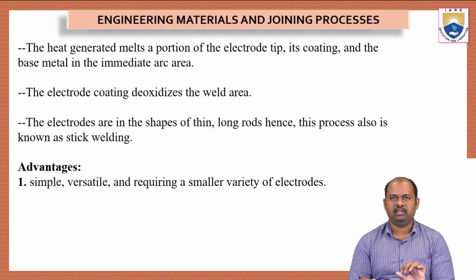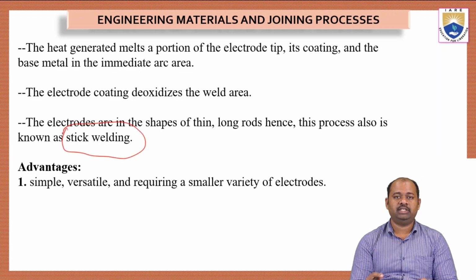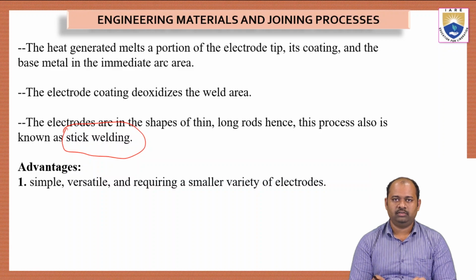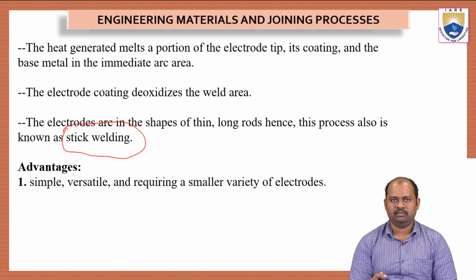So the electrodes are in the shape of thin, long rods. This process is also known as stick welding. So this process is also called stick welding because of the shape of the electrode. So almost all the electrodes are very long and thin in size.